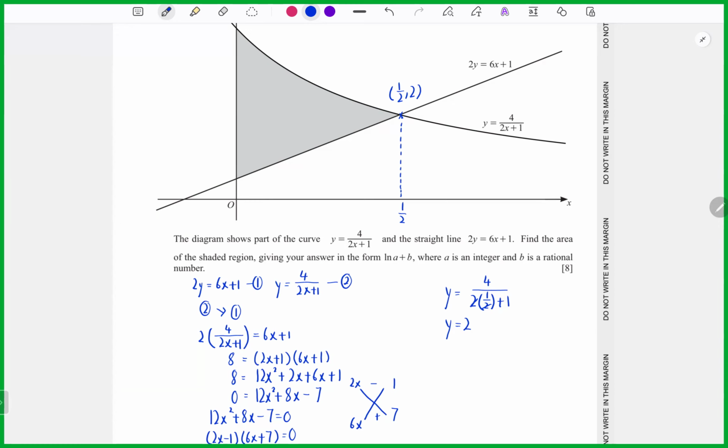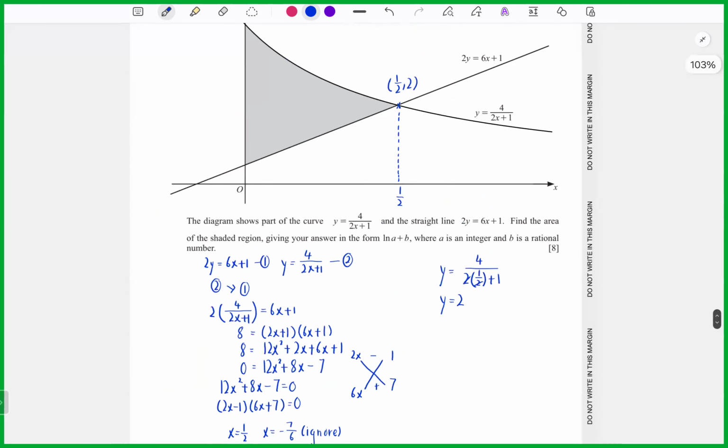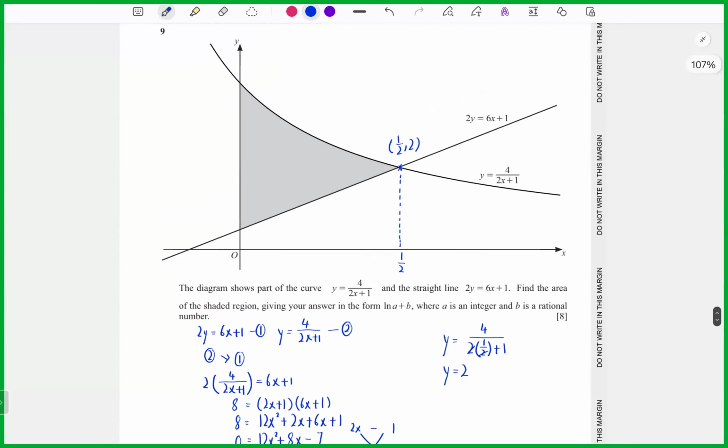Okay, so you already get this part, right? So now we can start to find the area of the shaded region here. Okay, now you can see this curve, right?